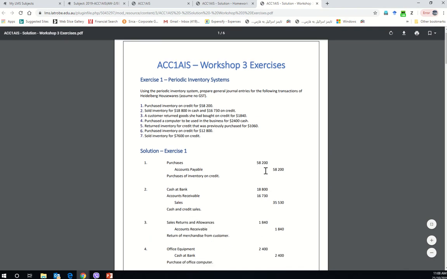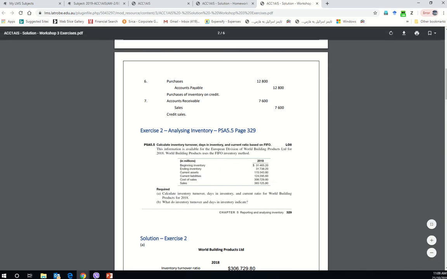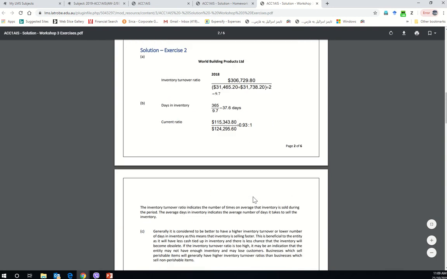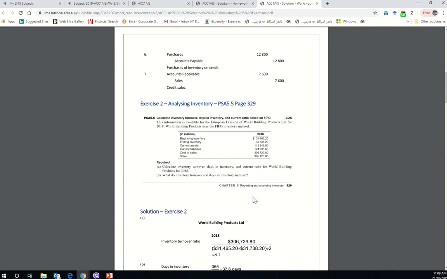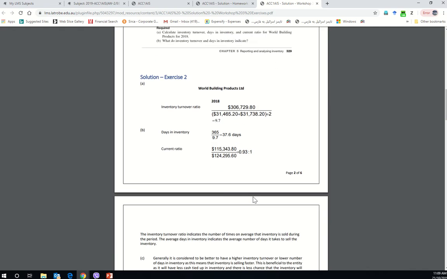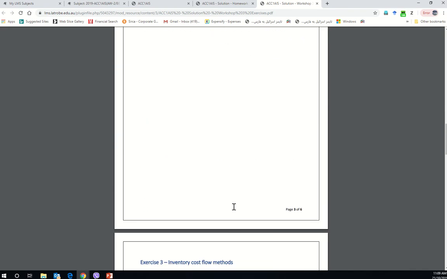Again, we ignore the periodic inventory system. We only focus on analyzing inventory, including these three ratios: inventory turnover, days in inventory, and then current ratios. Again, these three ratios are quite important. You need to memorize them, and the ratios are not given. You also need to be able to explain the ratios.